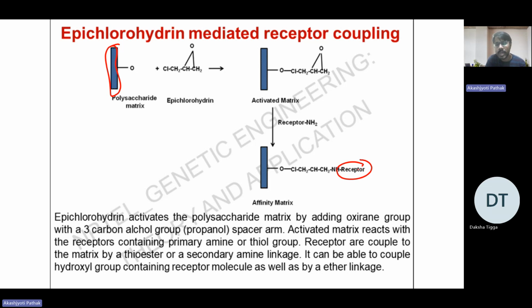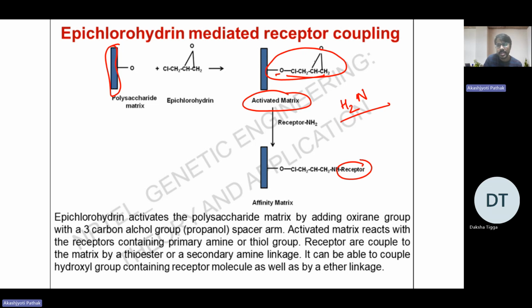So how do you immobilize this receptor on the matrix? First of all, you need to activate the matrix. So how do you activate the matrix? You treat it with a chemical, epichlorohydrin. And this epichlorohydrin forms an ether linkage with the polysaccharide matrix. You see, so this matrix has been formed, and then you add the receptor. Because this receptor is basically a protein, your protein will have free amine groups. So because your protein has free amine groups, it can form a linkage.